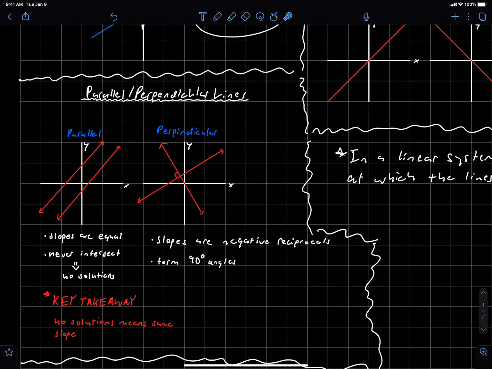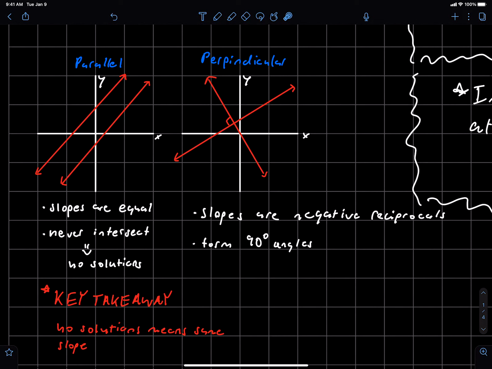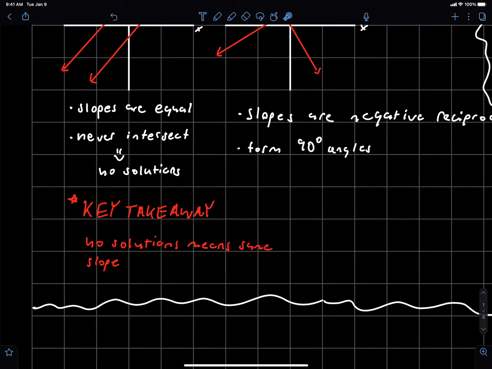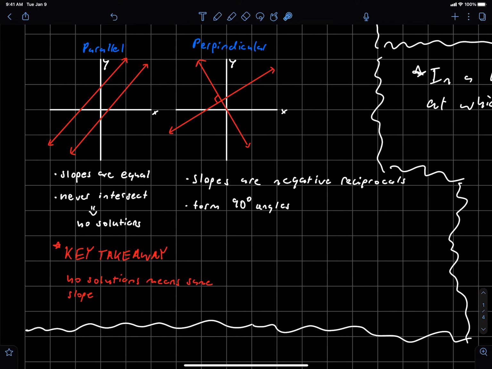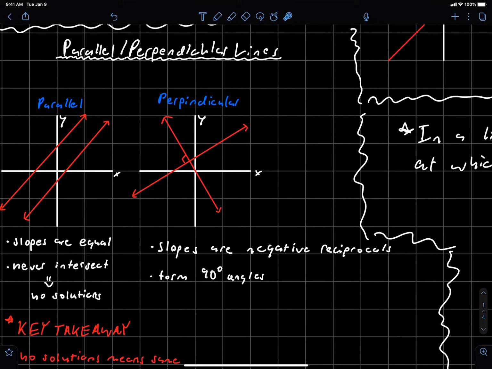We're going to get into no solutions a little bit more when we talk about linear systems and systems of equations, but for now, we can skip over it. The key takeaway here is just that no solutions means same slope. There are tons and tons of problems on that exact topic, so it's good to know that.